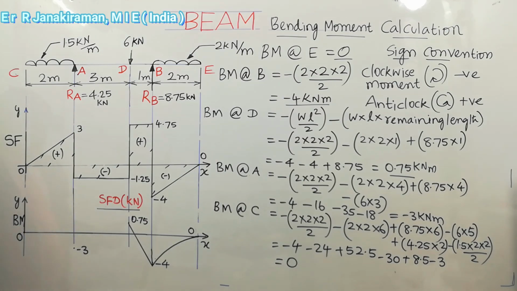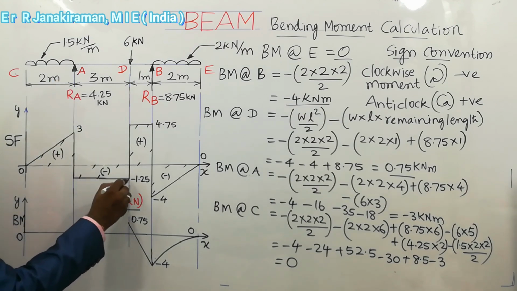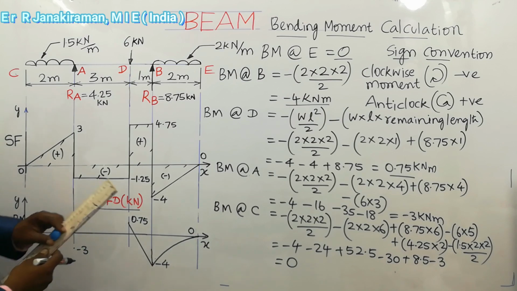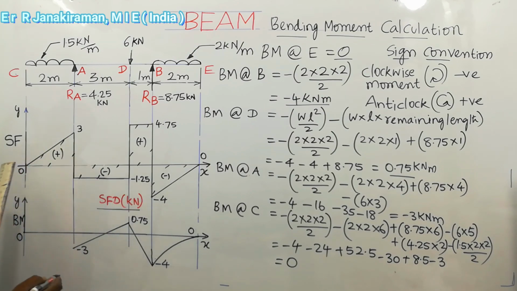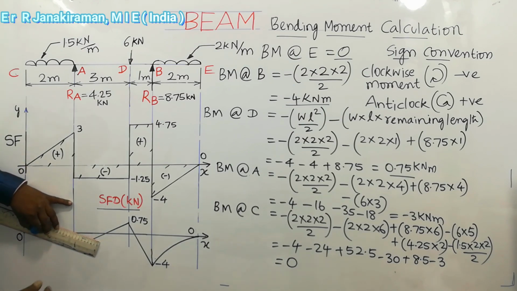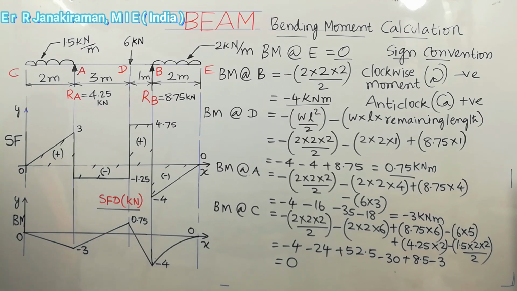Okay. So next, the value at point A is -3. Here there is a horizontal line. Wherever there is a horizontal line in the shear force diagram, the bending moment diagram will be an inclined line. So join like this. Okay. So next, the value at C is 0. Understand?